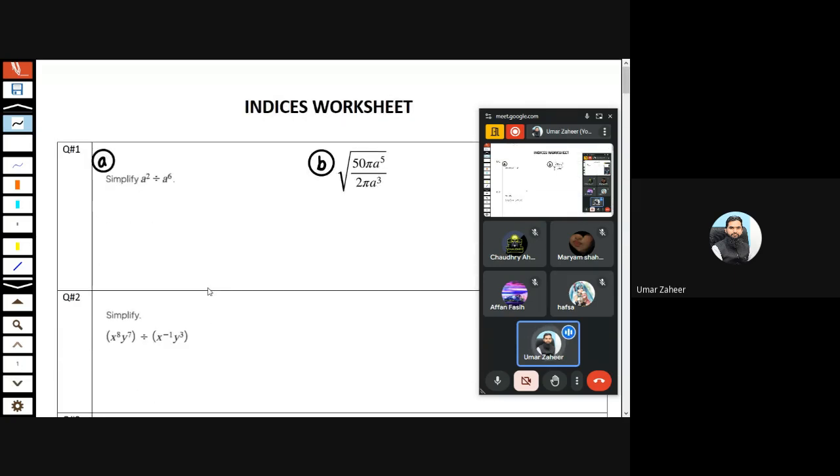All right, let's see how we complete this worksheet. If anyone still has a problem, they can ask the question.